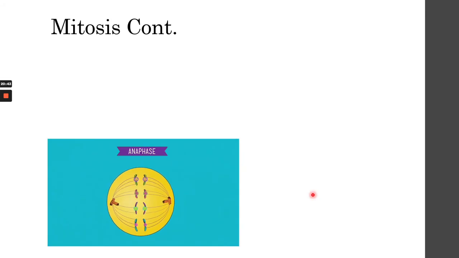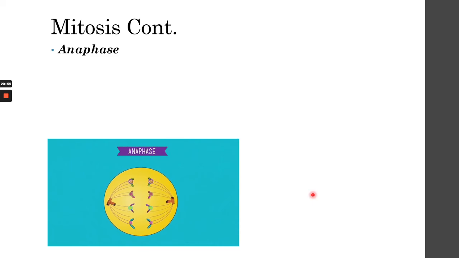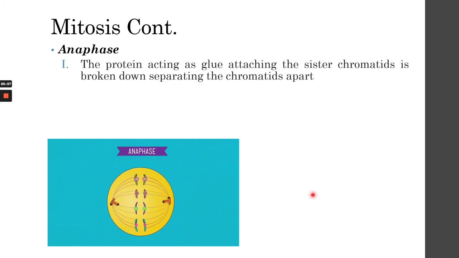Okay, next, anaphase, PMAT. That's how I remember these stages in mitosis. PMAT. Okay, so PMAT, PMAT. Next, anaphase. In anaphase, the protein acting as glue attaching the sister chromatids together is broken down, separating the two chromatids apart. So you can see here they're originally attached, and the glue separating them breaks down at anaphase. After it breaks down, the two sister chromatids separate. So this set is 2N and this other set is 2N.